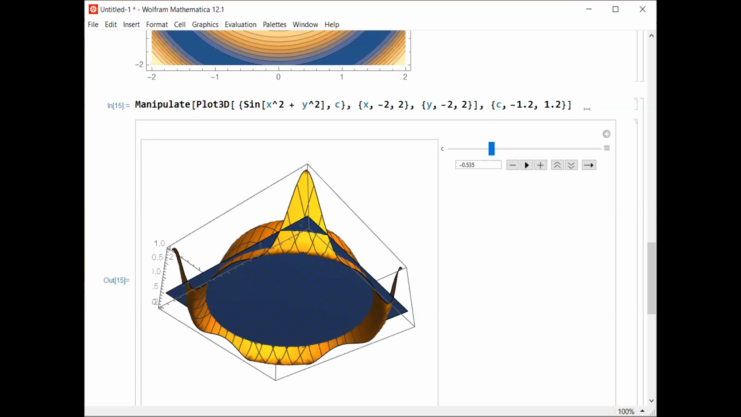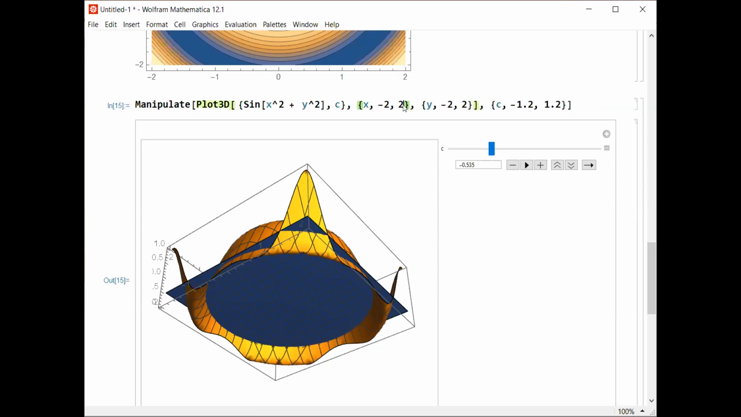Well, what's the largest my function sine of x squared plus y squared could be? Where does sine of x squared plus y squared live? So where does the sine live? Yes. So it lives between -1 and 1. So if c goes from -1.2 to 1.2, that's going to be more than enough to get everything. Here I'm plotting c equals -0.535.